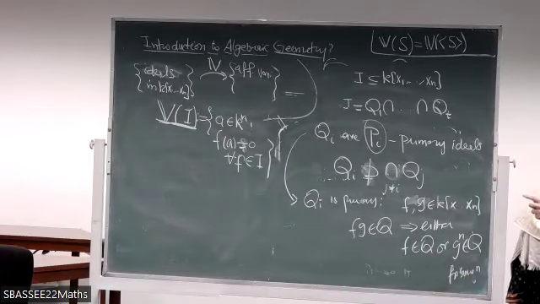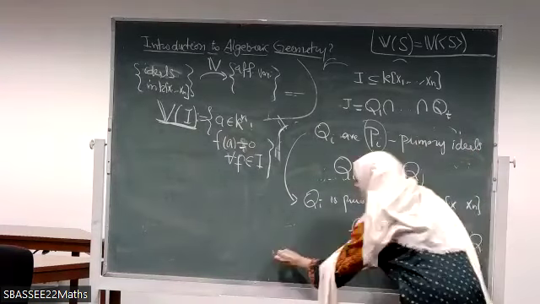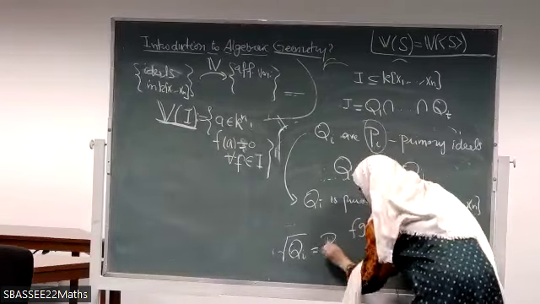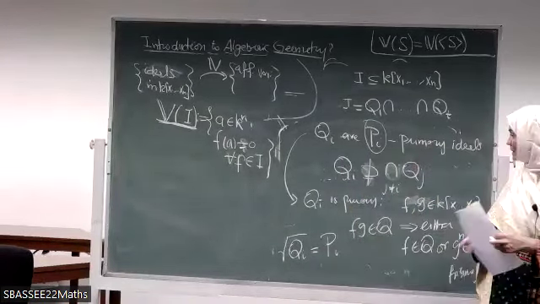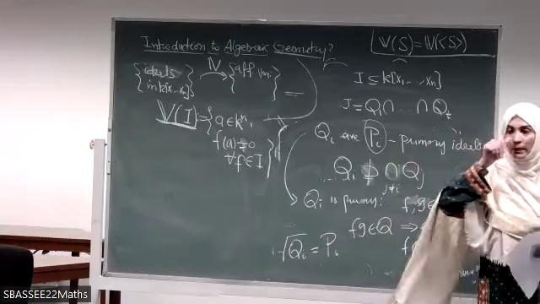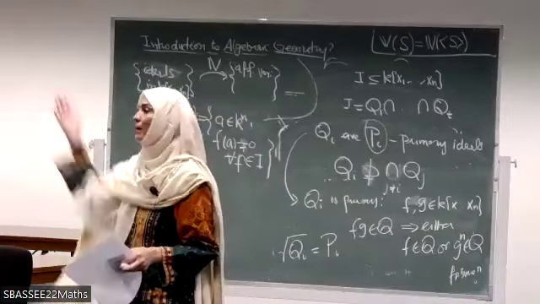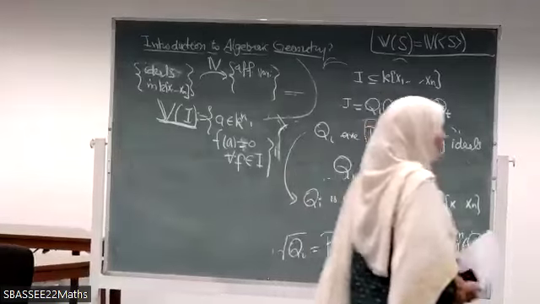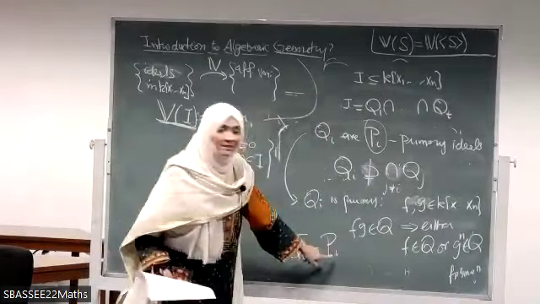And what is P here actually? Because Q is not a prime ideal. If you take the radical of this one, then it is actually a prime ideal. So that's why it is called Pi. The corresponding radical ideal is a prime ideal, so that's why it's called Pi, the prime ideal.